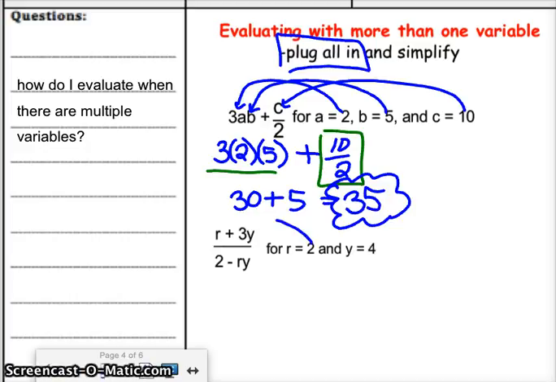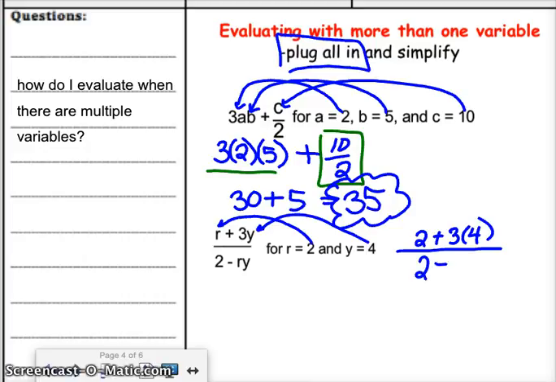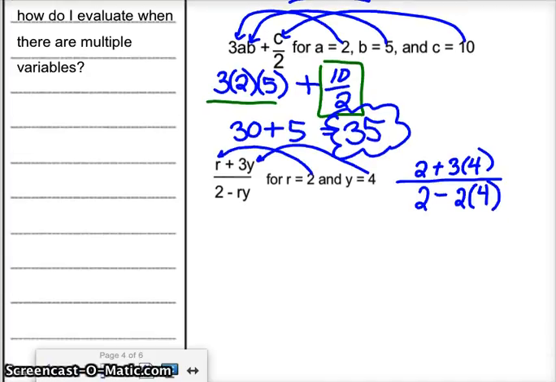r is 2, y is 4. So 2 plus 3 times 4 divided by 2 minus, what's this? r times y, so r is 2 times y is 4. Now according to our notes from yesterday, when we have a division bar, we take care of the top, take care of the bottom, and divide. 2 plus 12 over 2 minus 8.